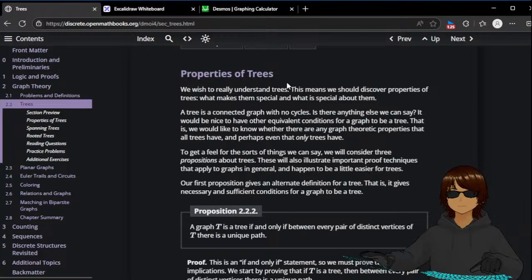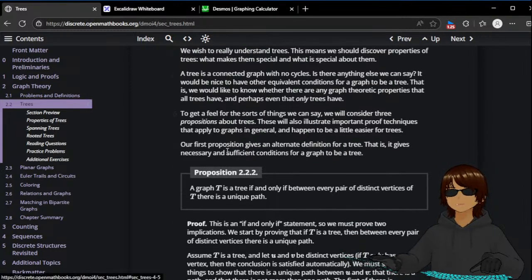We wish to really understand trees. This means we should discover properties of trees, what makes them special. A tree is a connected graph with no cycles. Is there anything else we can say? It would be nice to have other equivalent conditions for a graph to be a tree. That is, we would like to know whether there are any graph theoretic properties that all trees have, and perhaps even that only trees have. To get a feel for the sorts of things we can say, we will consider three propositions about trees.